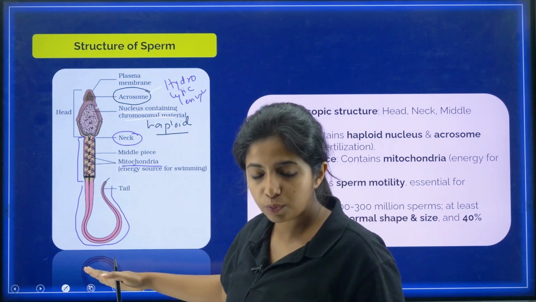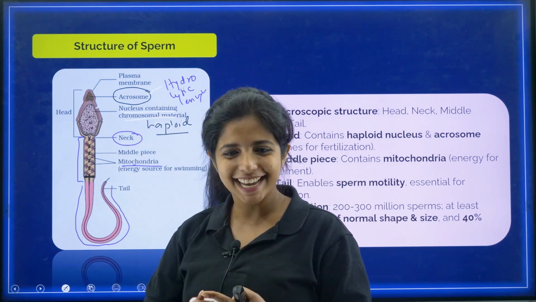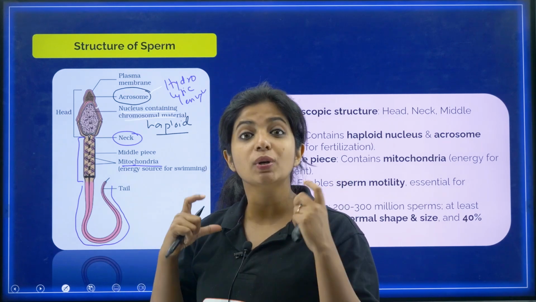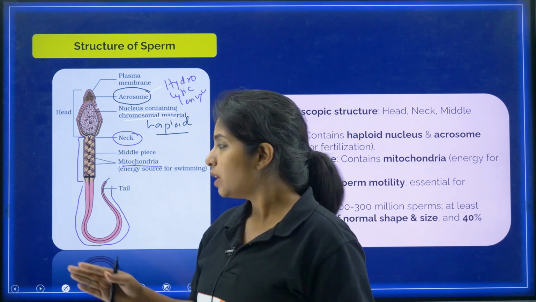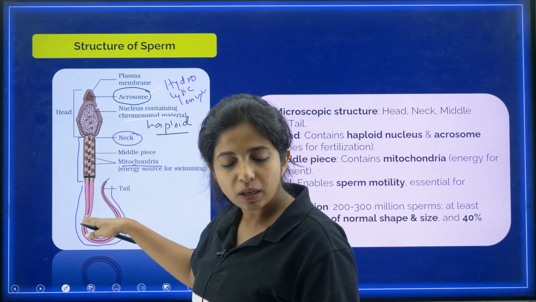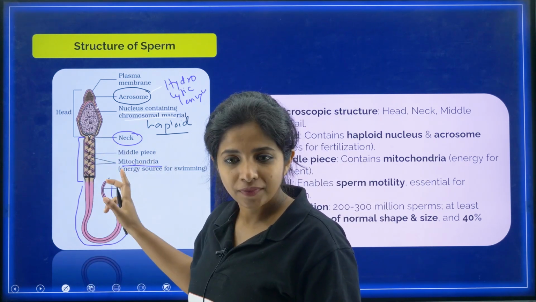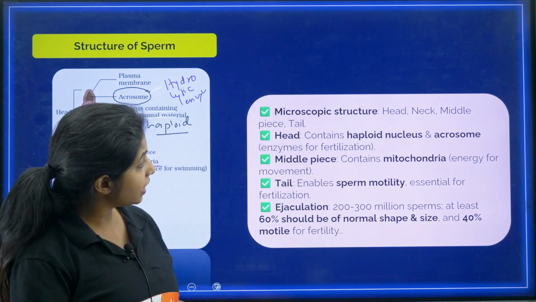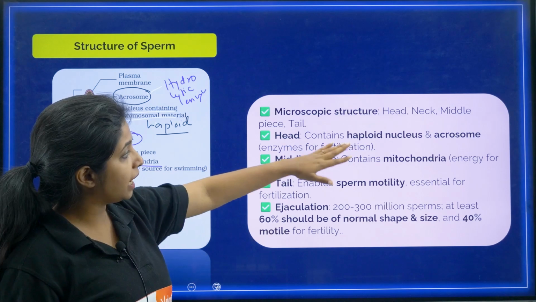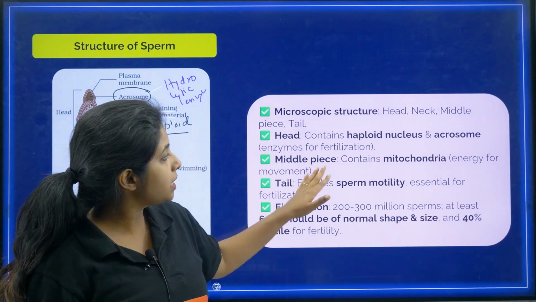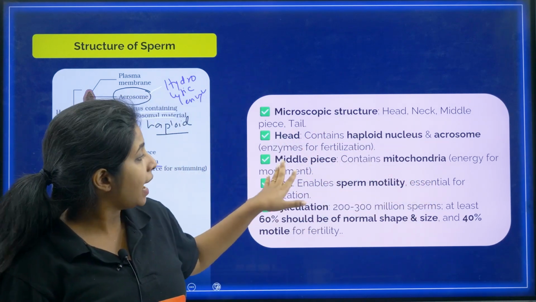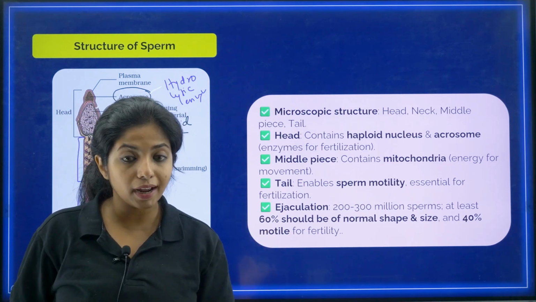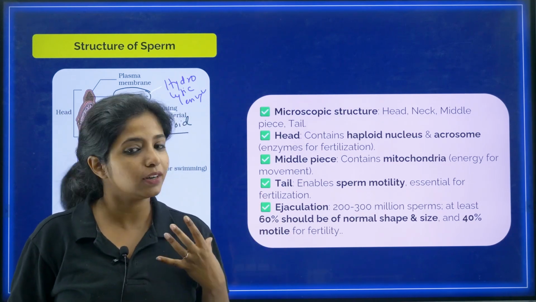So if we talk about the structure of the sperm, head is there, neck is there, middle piece is there, and tail is there. Head contains haploid nucleus and also acrosome, which is rich in hydrolytic enzymes. Then you have a neck, then you have a middle piece that contains mitochondria, and that helps in the movement of the tail. Head contains haploid nucleus and acrosome, middle piece contains mitochondria for movement, and tail enables sperm motility. Now there might be so many sperms being released, but if they are not motile, it is not going to help in the process of fertilization.